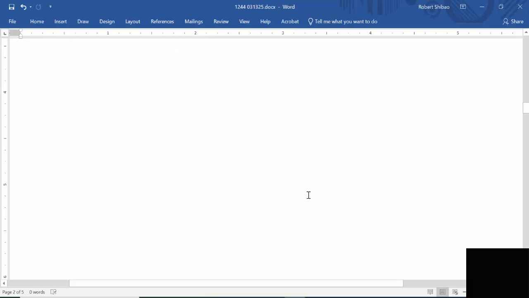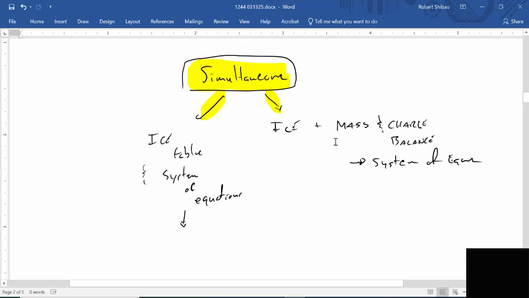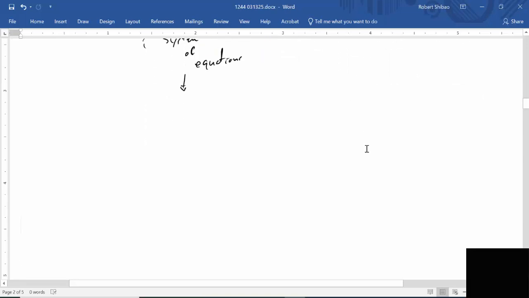In class, what I'm going to do with the mass and charge balance is just post this. I have it worked out. I'll post it on Canvas or something. You can see how you can do it there.